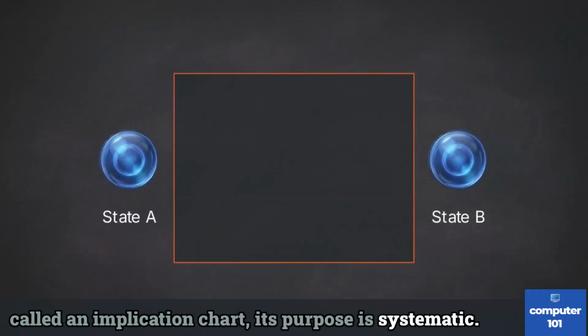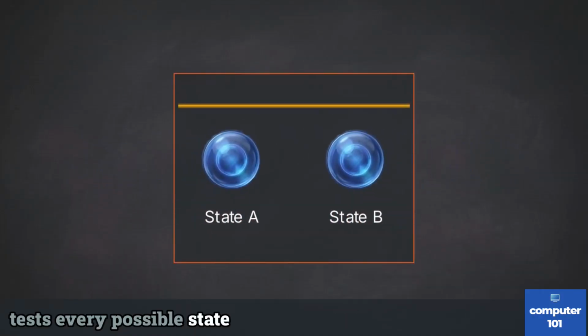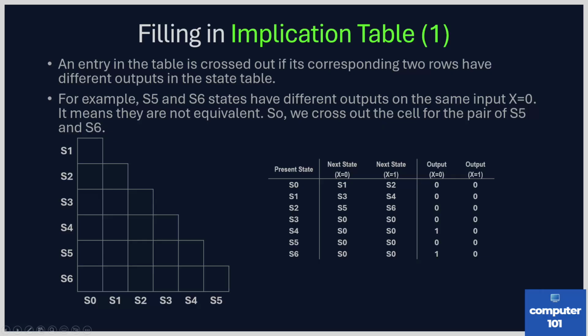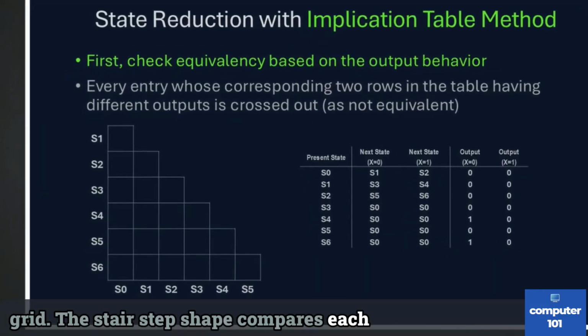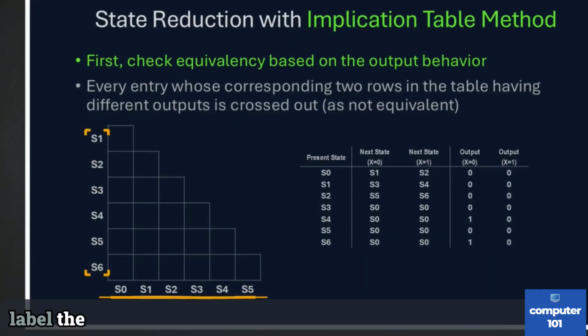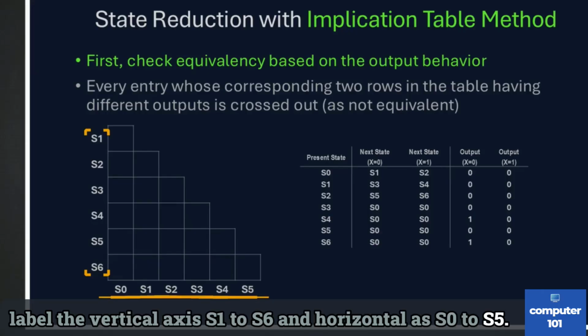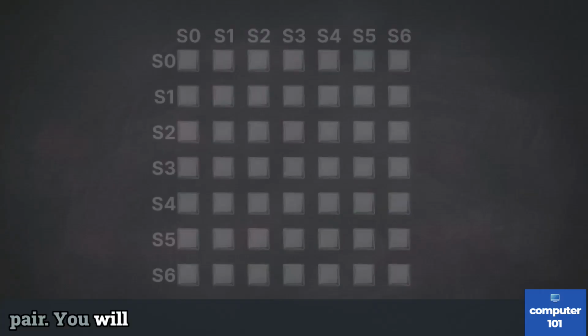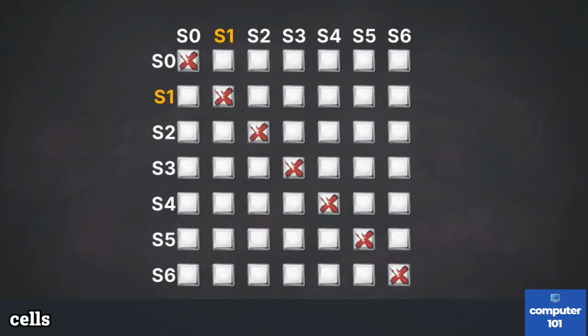Its purpose is systematic. It tests every possible state in your circuit against every other state to see if they can be combined. This setup features a state transition table and a lower triangular grid. The stair-step shape compares each pair once. We label the vertical axis S1 to S6 and horizontal S0 to S5. Each cell, like the S1-S0 intersection, tests that specific pair. You will notice the grid omits the diagonal line of cells entirely.